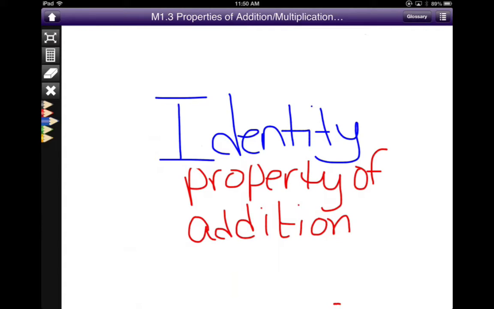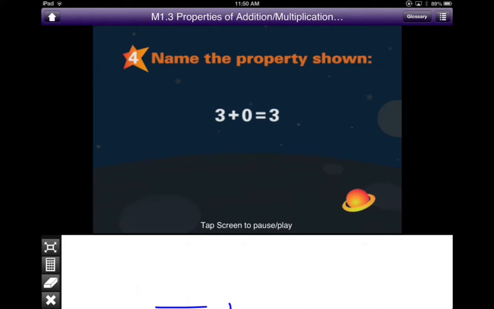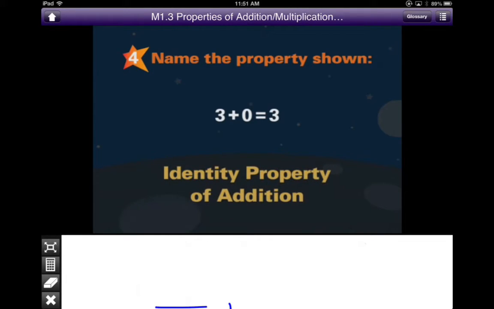Okay, that property says that you can add 0 to any number and the number will not change. So 3 plus 0 equals 3. It's like the number is looking in a mirror and seeing itself. You add nothing to yourself and you're still yourself, right? Nothing has changed. When you add 0 to a number, you get that number. The identity property of addition. Nice work.